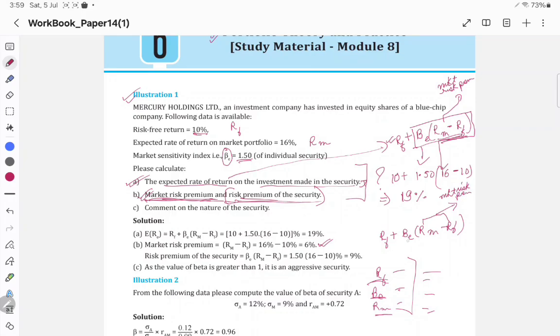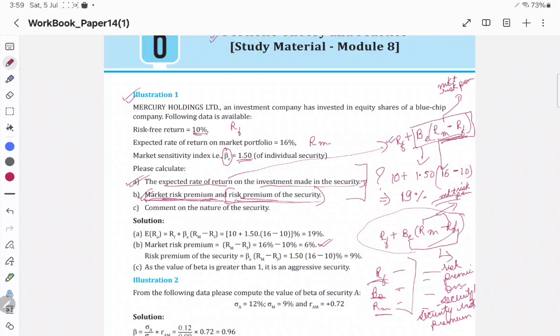Okay, and for this, you make an arrow and write over here: this is referred to as risk premium on security, or security risk premium. In the question, they can even ask you what is security risk premium. So in the exam it will be easy for you.